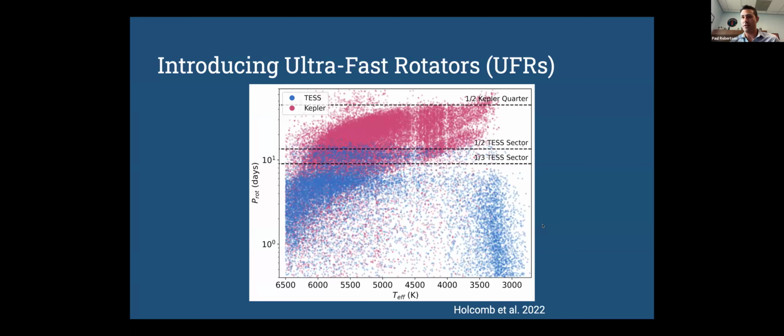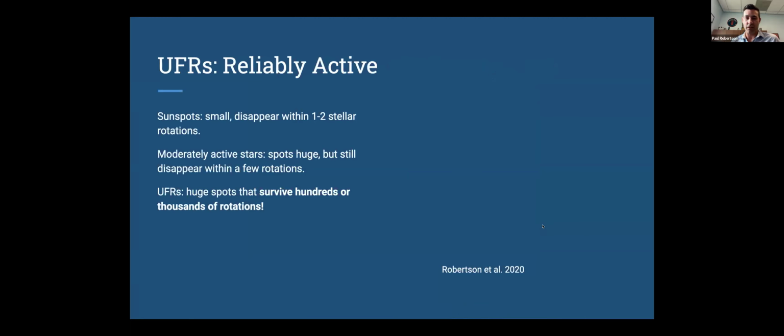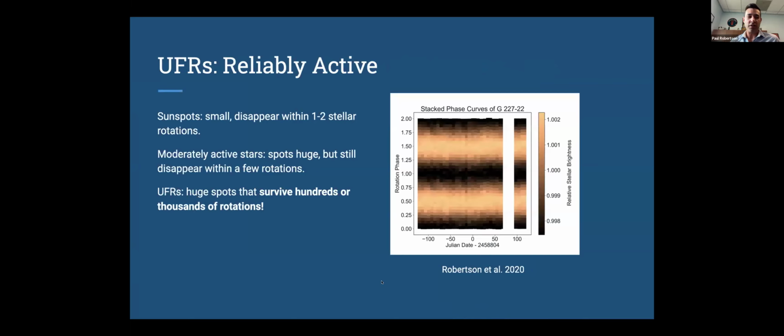And this is interesting because if you study the rotation of an individual object, you see that the spots or spot complexes will often last significantly longer than what we observe for sun-like stars, where the spots evolve within one or two stellar rotations. This is a stacked phase curve of an ultra-fast rotator that has a 6 hour period.